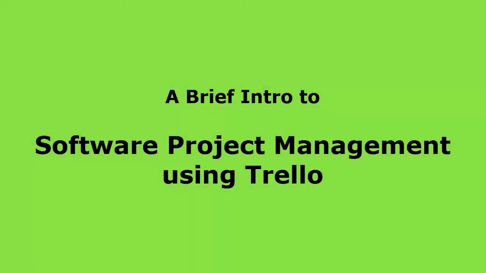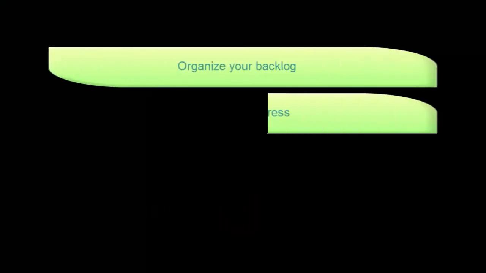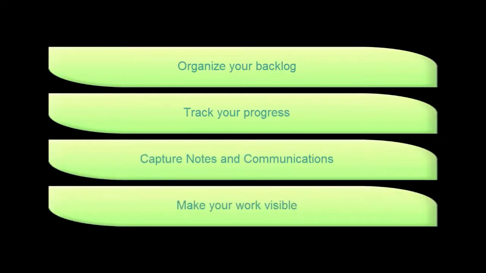In this video, I will walk you through some basics of how to manage your software development process using a product called Trello. The goal is to provide you with the tools you need to successfully deliver a software product. Trello's role in that endeavor is to help you organize your backlog, track your progress, capture notes and communications, and make your work visible. So without further ado, let's get started.